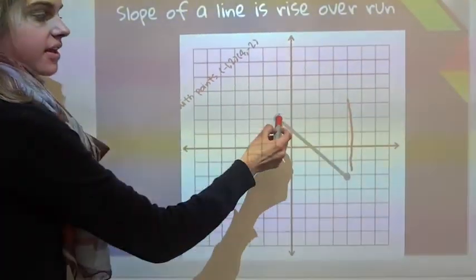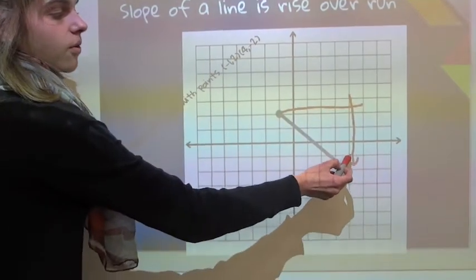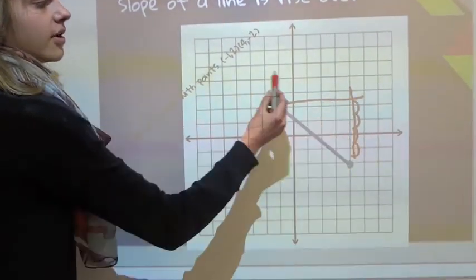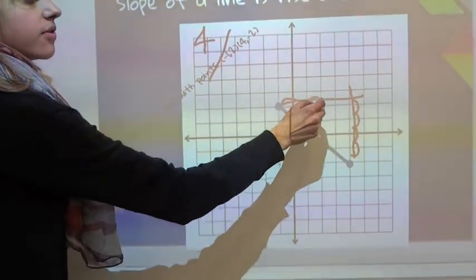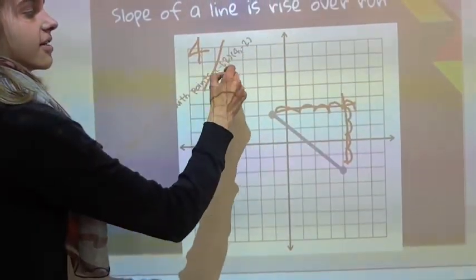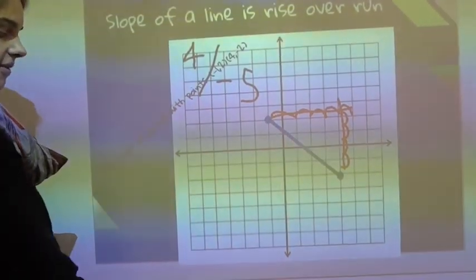So we see here, this is where our line is. We can go 1, 2, 3, 4. So it rises 4, and it runs negative 1, 2, 3, 4, 5. So the slope is negative 4/5.